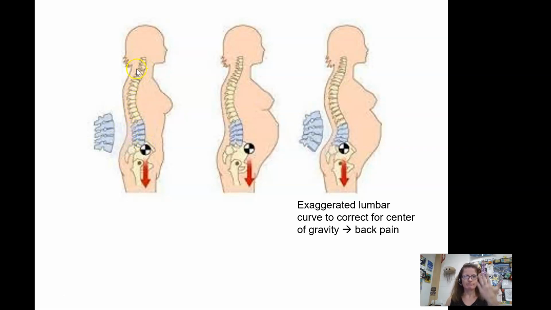So this is kind of like taking all of this weight up here. If somebody is pregnant or they gain a lot of weight, that's going to throw the center of gravity off. Notice that puts the center of gravity out here. To correct for that, the lumbar vertebra curve more to bring that center of gravity back, and that's why somebody who is very pregnant, or really overweight, could end up with lower back pain.